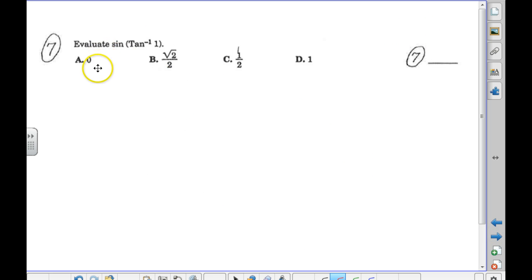All right, Marco, where is the tangent positive 1? Be careful, it's tangent, so you've got to do the whole y over x thing. Pi over 4. Yep. And what is the sine at pi over 4, Shayla? Square root of 2 over 2, so it's B.